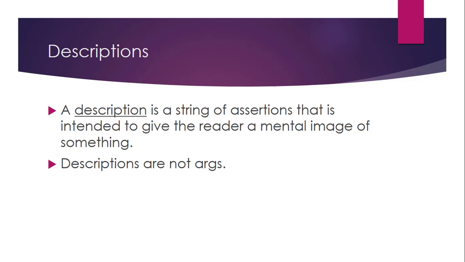Okay, next let's discuss a description. A description is a string of assertions, so it's several assertions put together that is intended to give the reader a mental image of something. So you commonly see descriptions in, for example, novels when an author lays out a scene and describes the scenery, maybe describes the room that the scene is taking place in. Well, when the author is describing the room, what they're doing is providing a description, a string of assertions to lay out this kind of picture for you of the world that you're reading about.